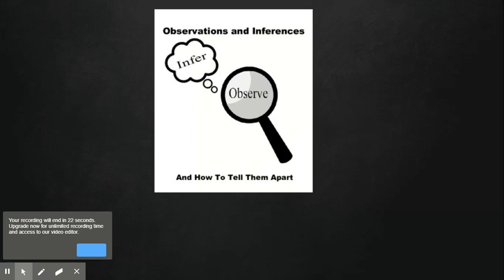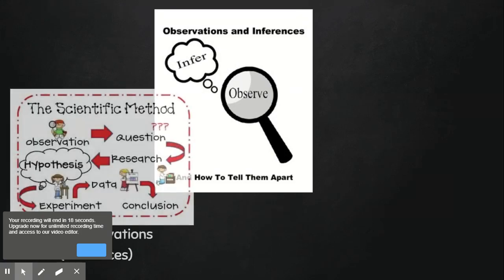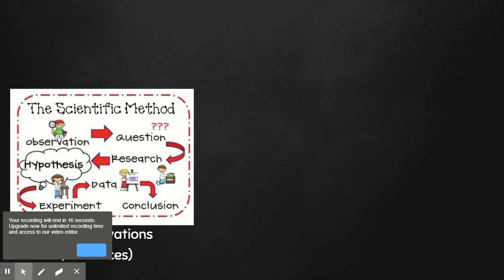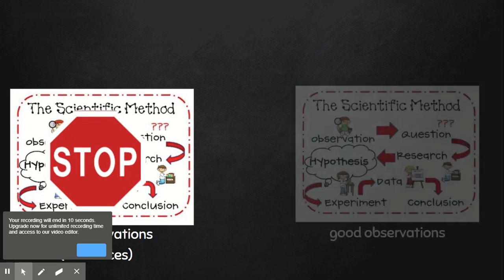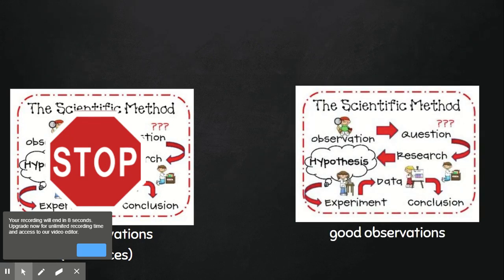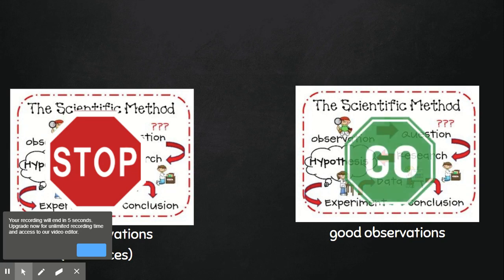So in essence, observations and inferences are both really important in science. If we make really poor observations, our scientific method has a bad foundation. But if we make good observations, then our scientific method has a good foundation.